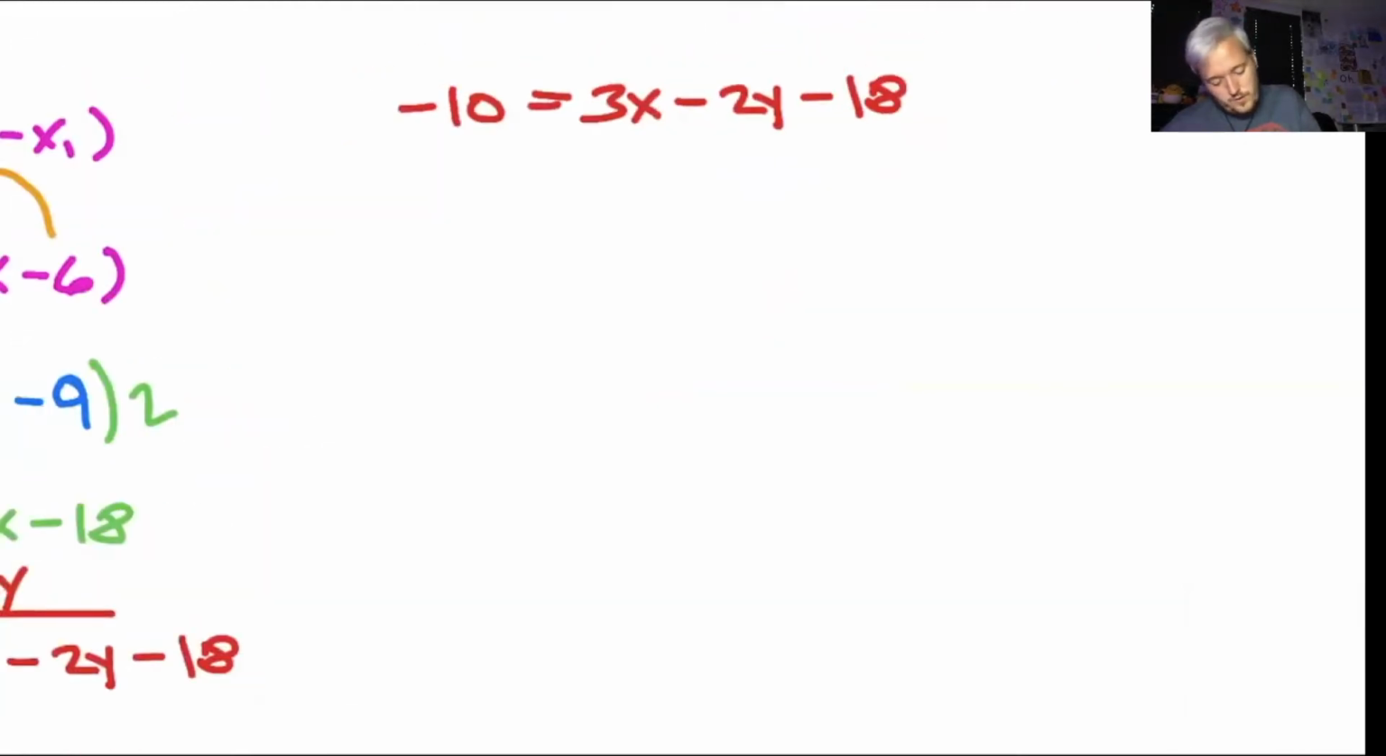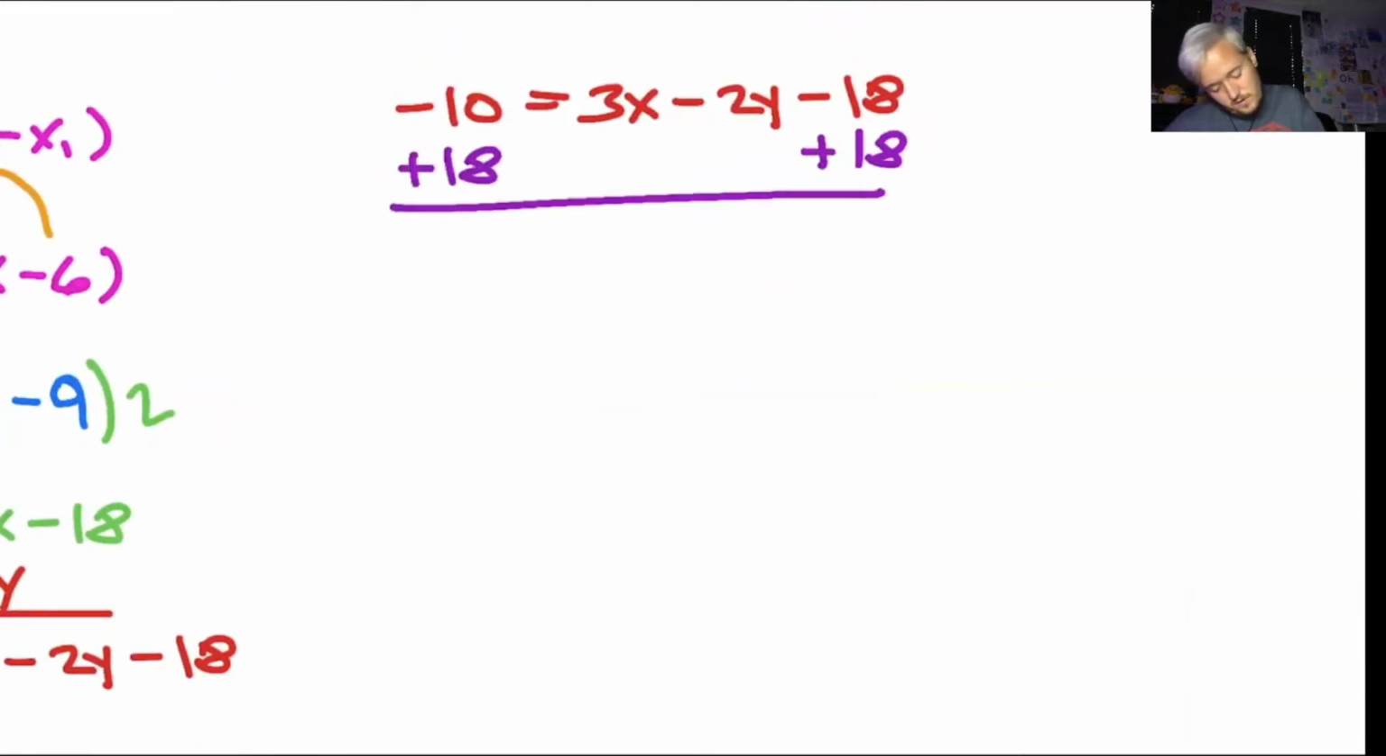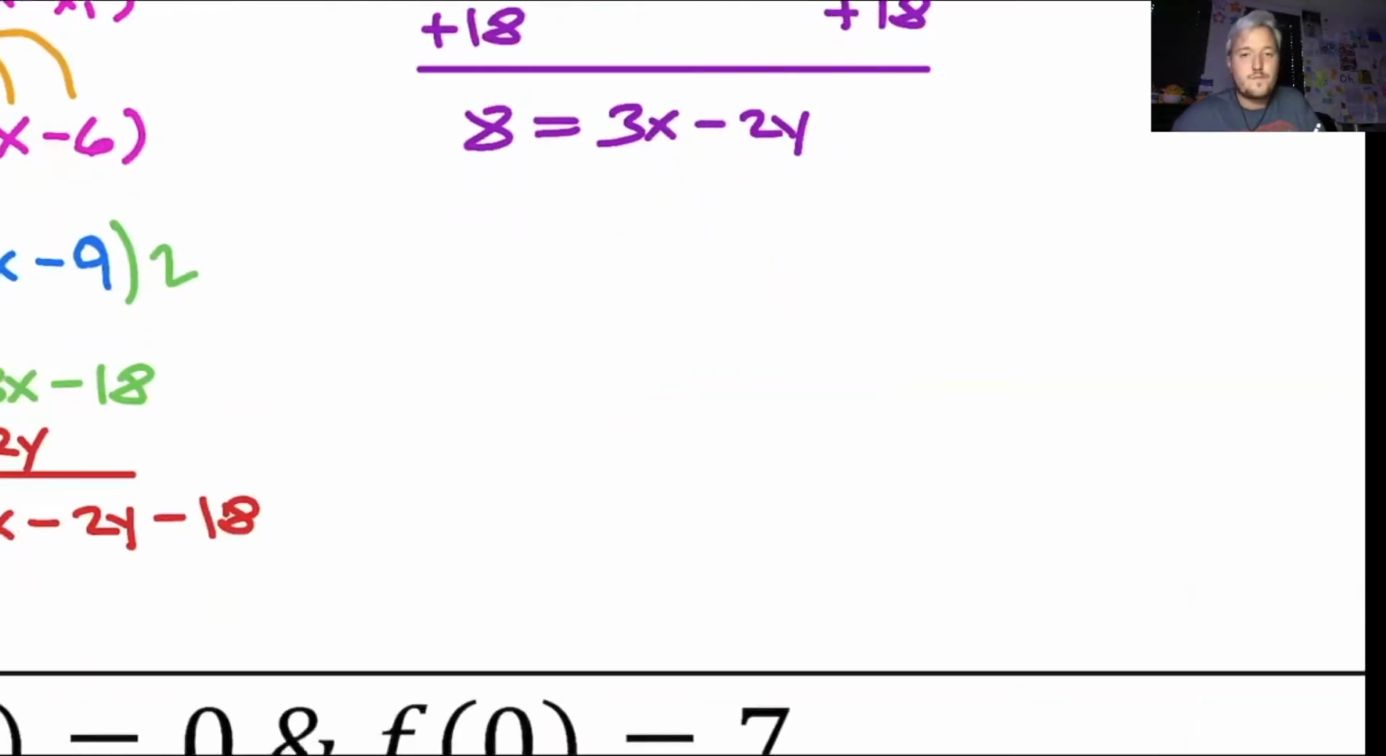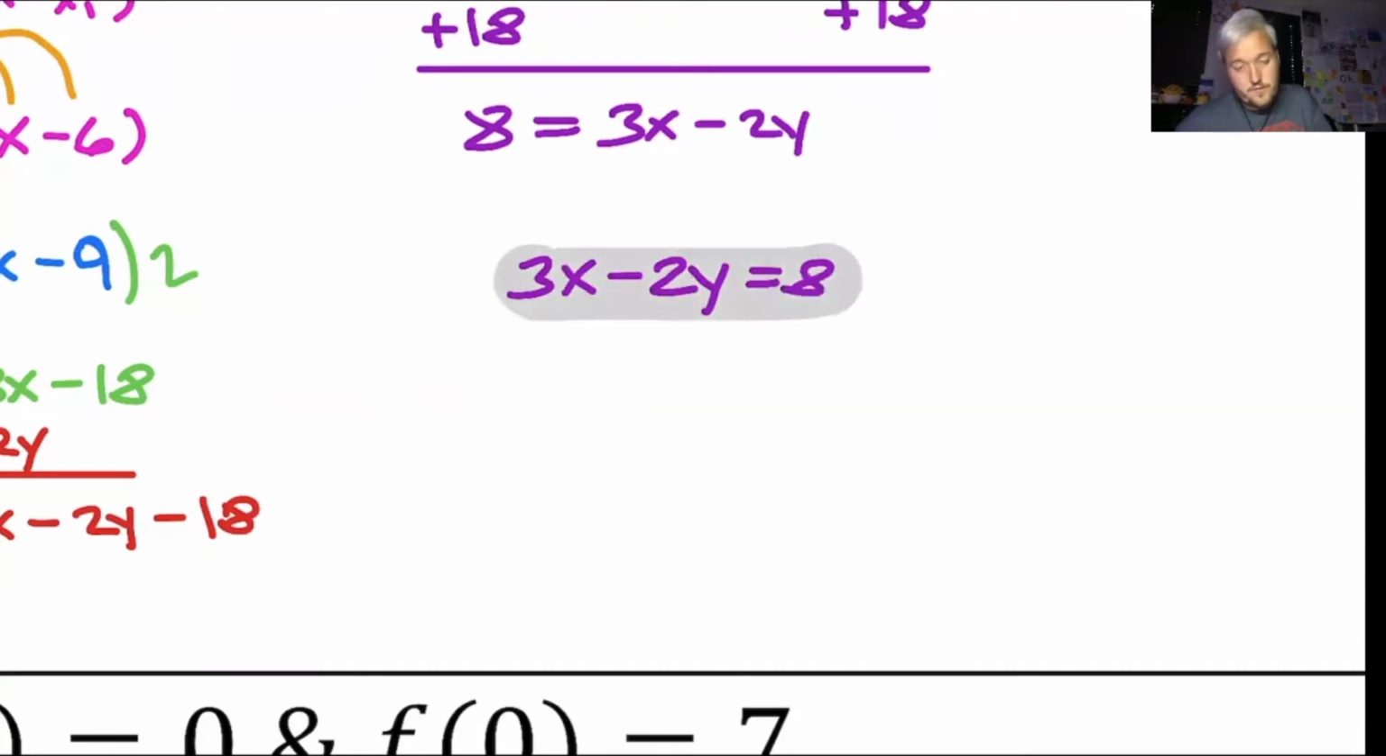All right, so now I want to add 18 on both sides, because I only want my x and my y values on the same side. Everything else is gone. So I have 8 equals 3x minus 2y. So I'm going to flip. So 3x minus 2y equals 8. So there's my standard form.